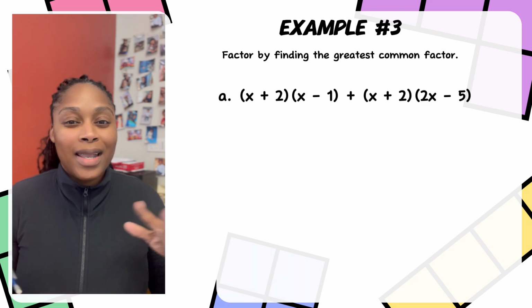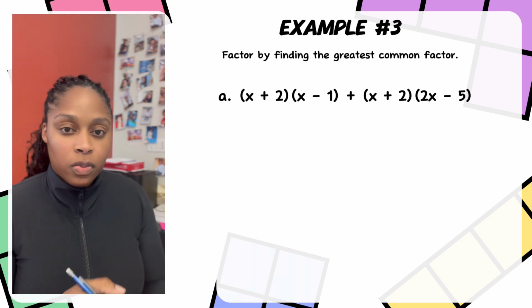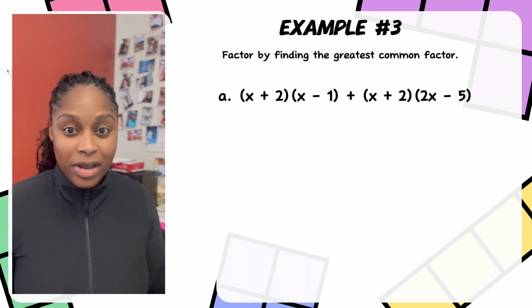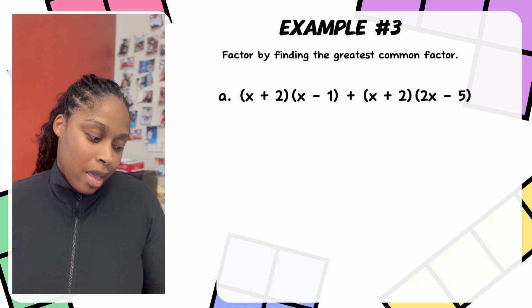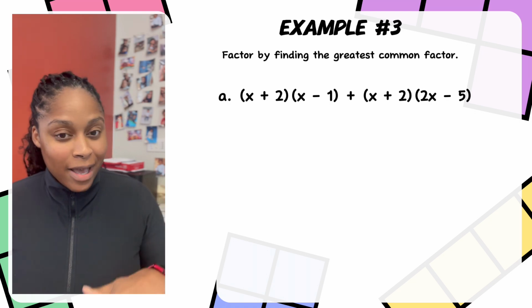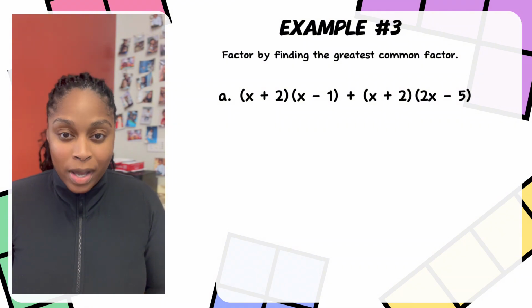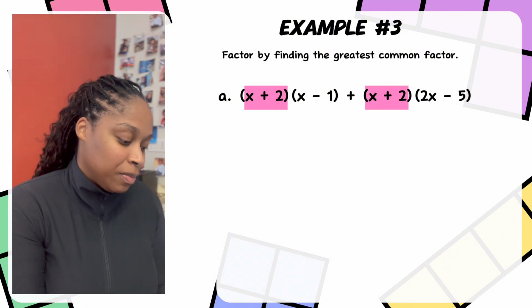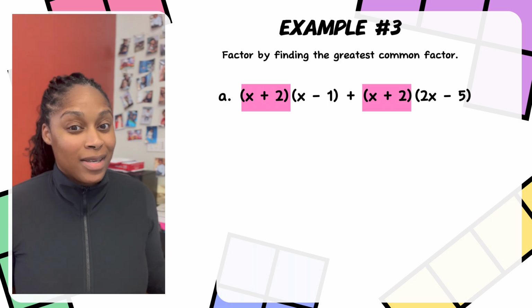All right, example 3. So this one's going to look a lot different. We're doing the same process, but it just looks different. All right, so this one, first we need to identify the greatest common factor, and then we're going to have to simplify. So for part A, I have x plus 2 times x minus 1 and plus x plus 2 times 2x minus 5. I see that x plus 2 appears twice, which means that is my greatest common factor.